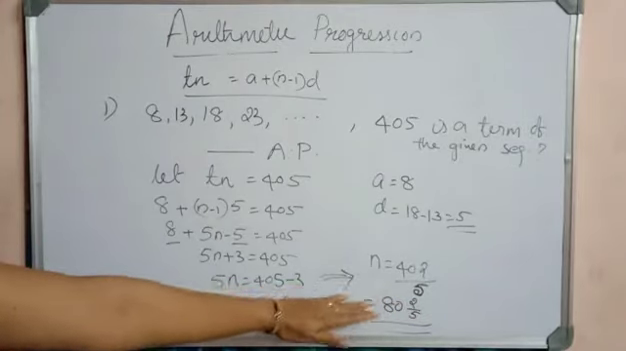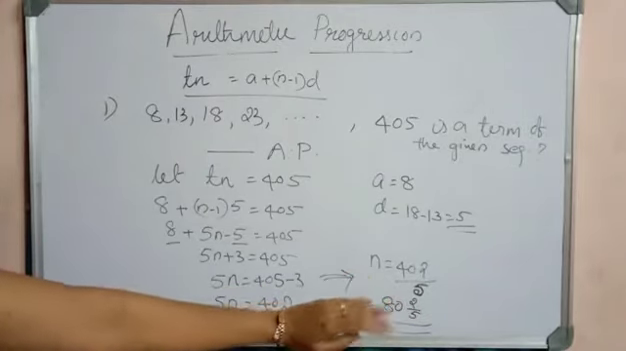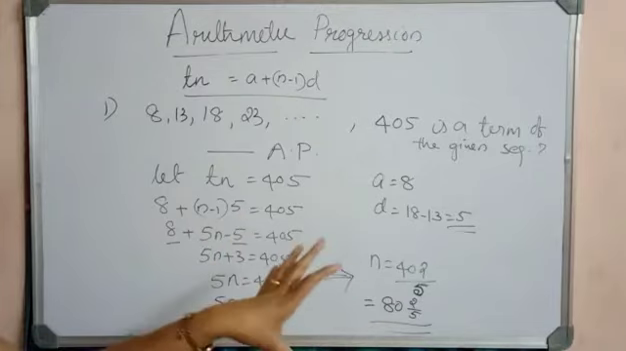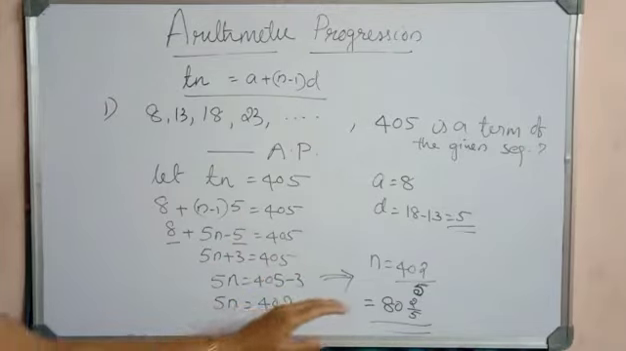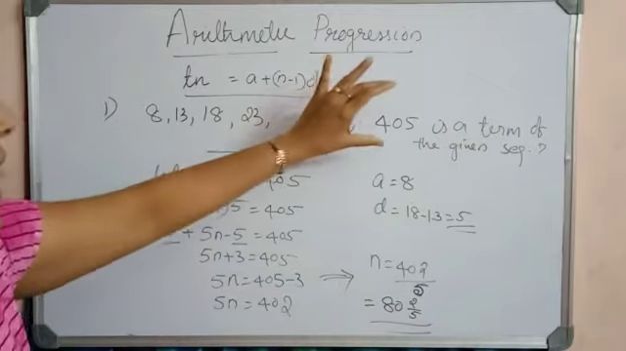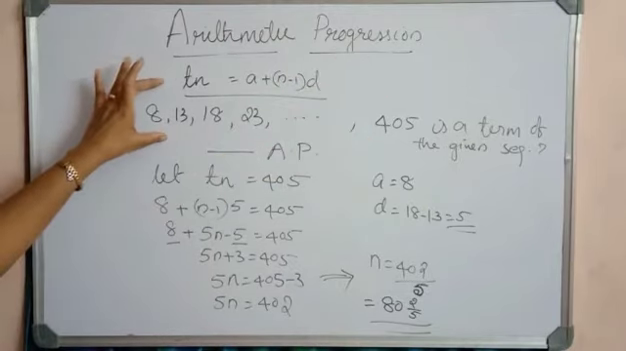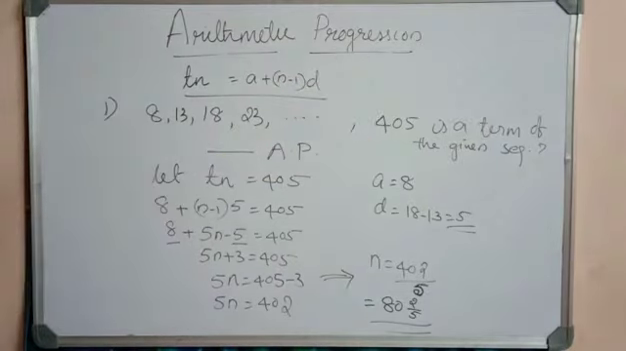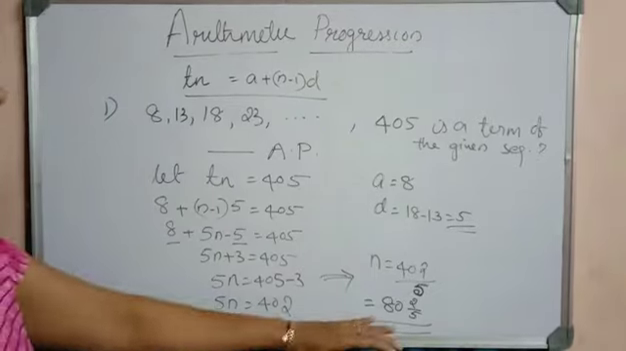That is a fraction. But the number of terms of any sequence can never be a fraction. It is a natural number. Therefore, we can say that 405 is not a term of this particular AP. And always remember, the number of terms of every sequence is a natural number. That cannot be a fraction.